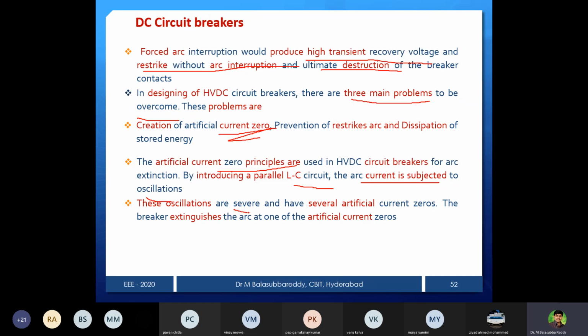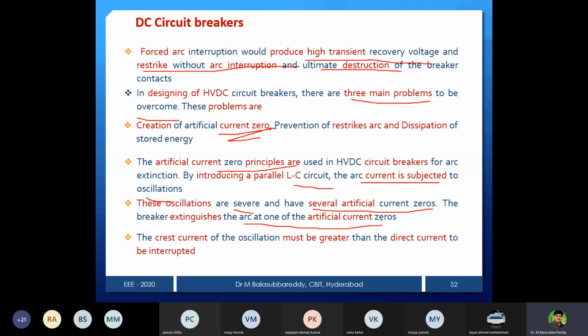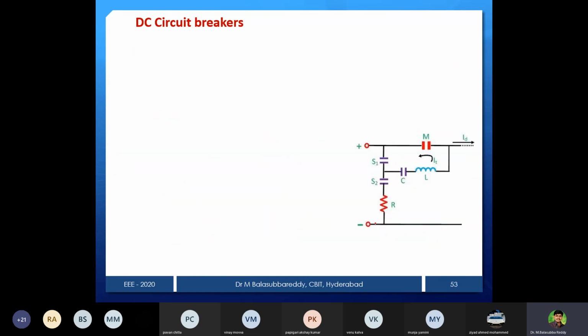Oscillations are observed and several artificial current zero points will occur. There is a break extension arc at one of the artificial current zeros. So with many oscillations, there are many points where you get zero current. At that instant, when the artificial current is 0, you can break the extension. The crest current of the oscillation must be greater than the direct current to be interrupted. So that is also one condition.